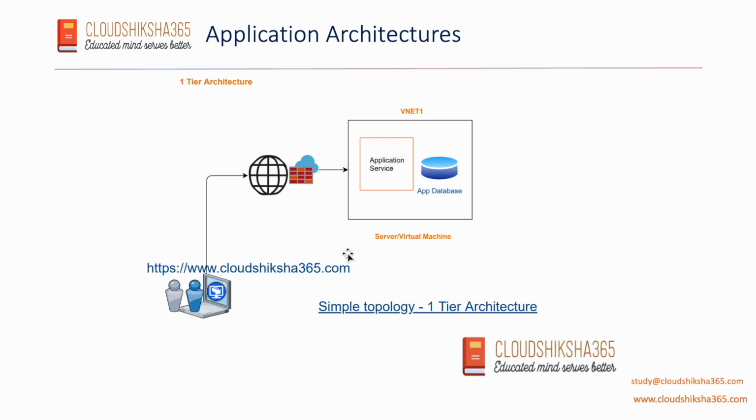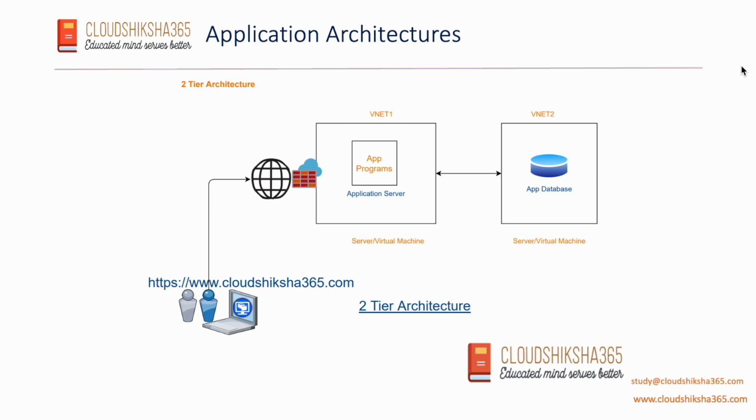In this example, you can see my application domain, and when browsing this application, the request is going to this one machine where all the components are running. But the drawback here is, if this VM goes down, my website will be down also. So there is no high availability. This is the simplest topology that we can think of, and this is called tier 1 architecture.